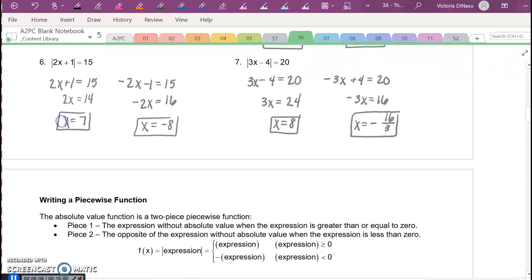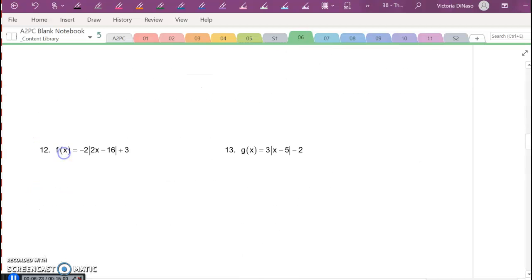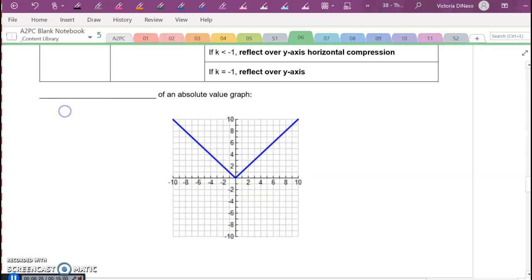All right, so that was solving. The next thing that we're going to do is write a piecewise function. So writing a piecewise function, these absolute value functions are all actually split into two different lines, okay? The graph of it actually looks like you'll see on this next page.